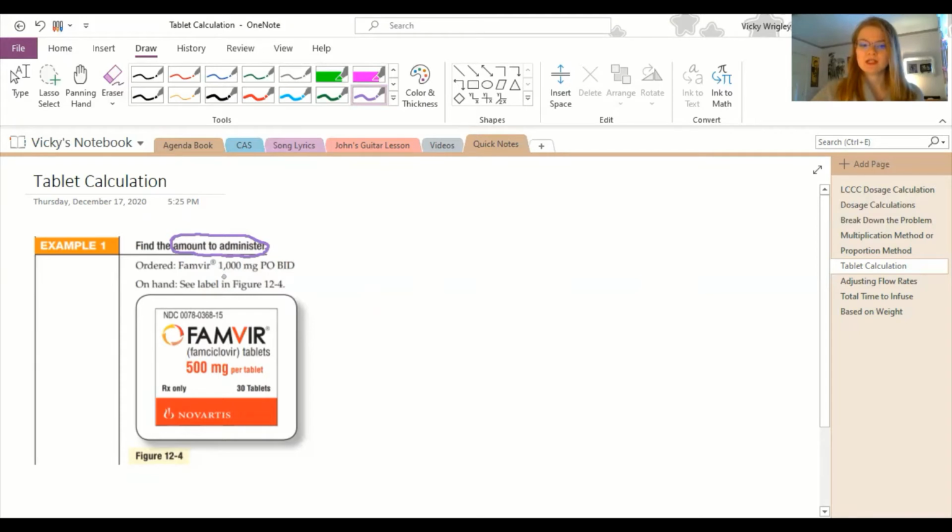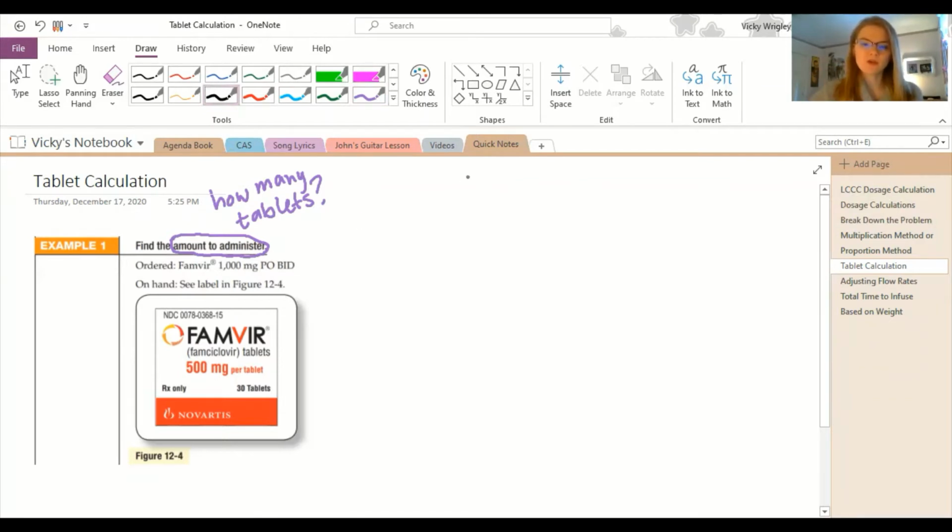Well, the patient needs milligrams of this drug, and what we have on hand are tablets. So the patient can only get this drug via tablets. So we're going to have to administer tablets to the patient. So what the question is asking us is how many tablets are we going to administer to the patient? So our answer is going to be in tablets. That's what we're looking for.